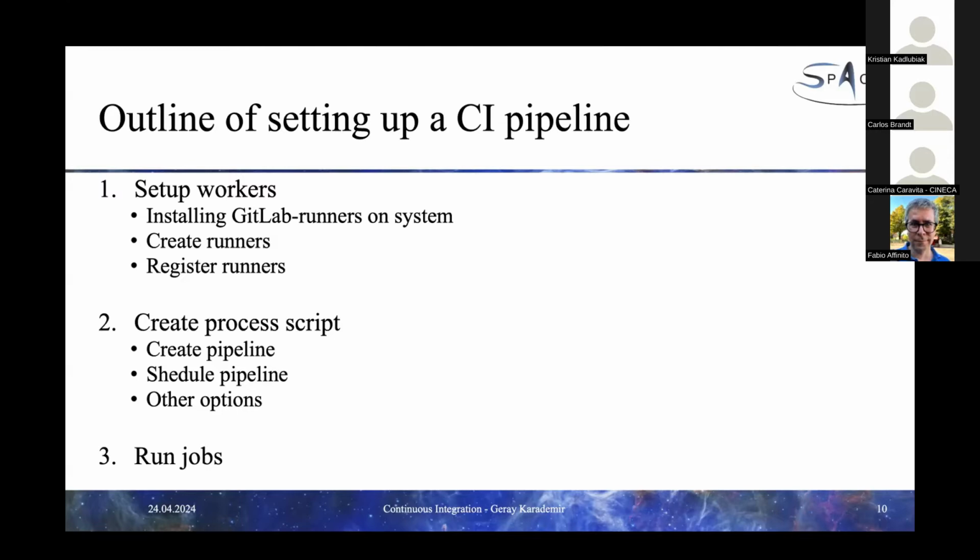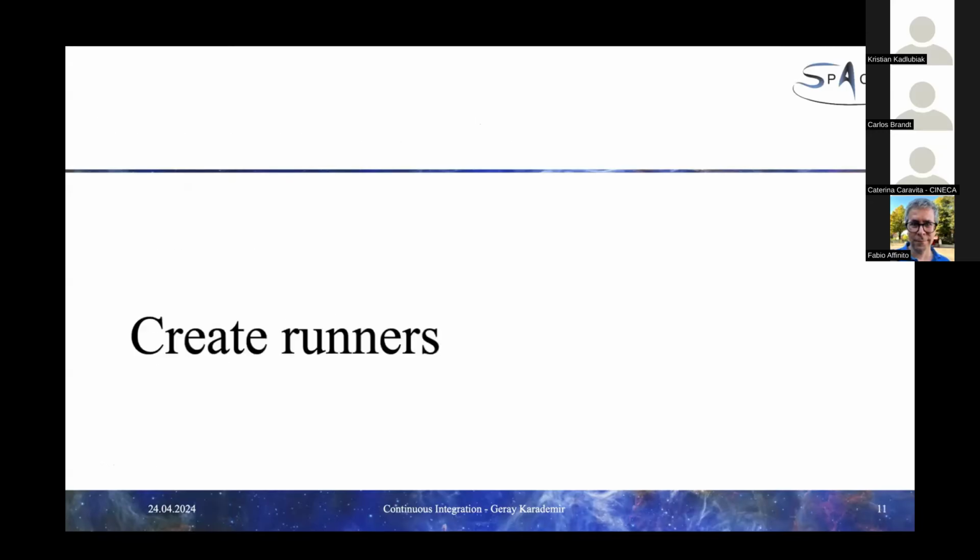Then as a second step, once you have your runners going, so you have a way of running code on your system, you need to create a process script, and this is a pipeline, which tells the runners what they have to do. We will go through how you create a pipeline, how you schedule a pipeline, and a lot of options which you can use to modify your pipeline. And then, if you have all of this, you can run your jobs and check your code on a regular basis, or whenever you feel like it, to see if it's still doing what it's supposed to do.